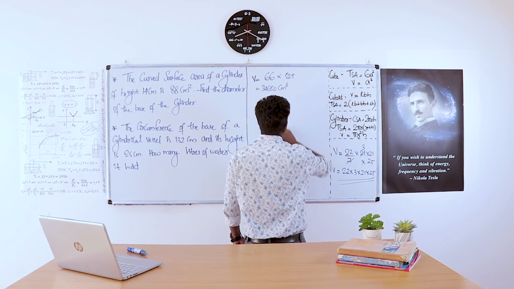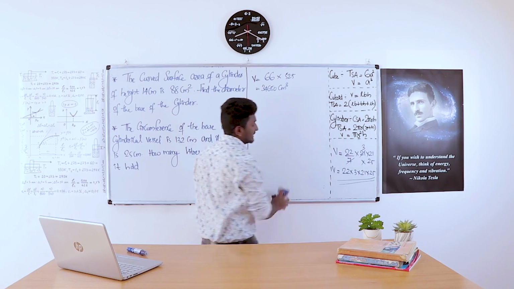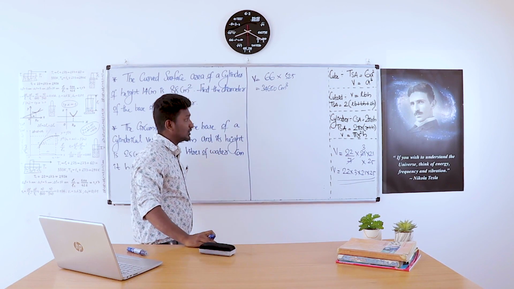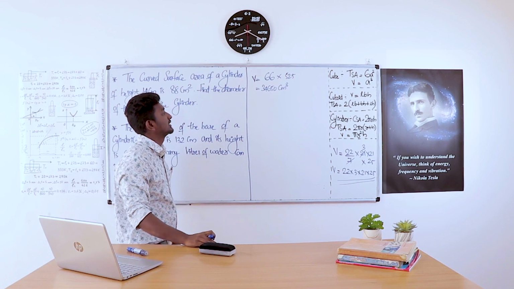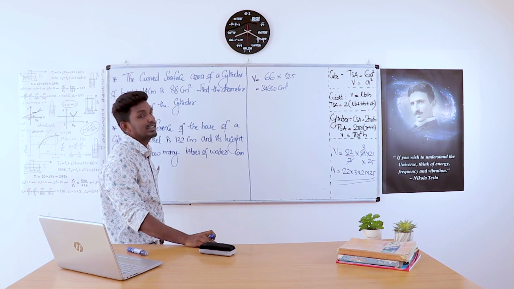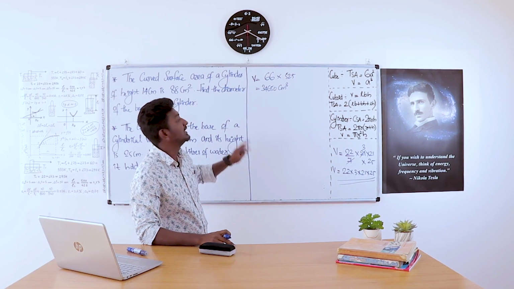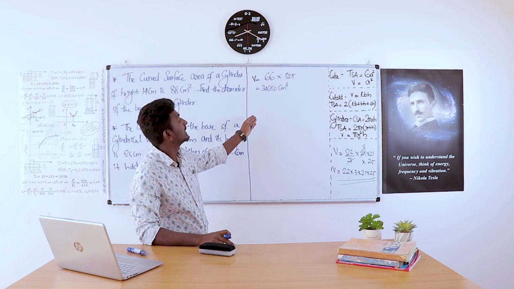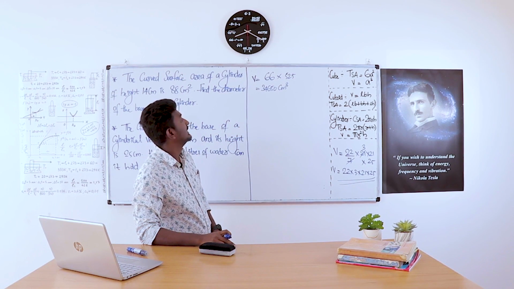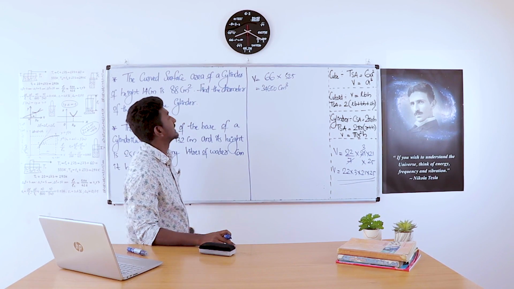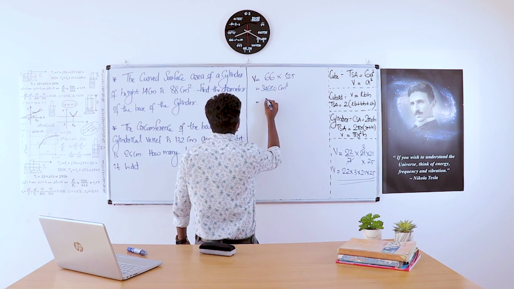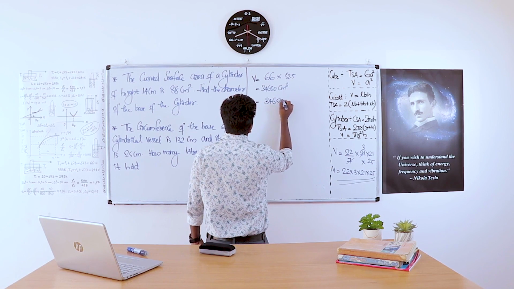You know that 1 meter cube is equal to 1000 liter. So how will you convert centimeter cube to meter cube? You know that 100 centimeter is equal to 1 meter. So when we divide centimeter by 100, we get meter. When we are converting centimeter square to meter square, divide it by 100 square. When we are converting centimeter cube to meter cube, divide it by 100 cube. That is 100 into 100 into 100. So 34650 divided by 100 into 100 into 100.